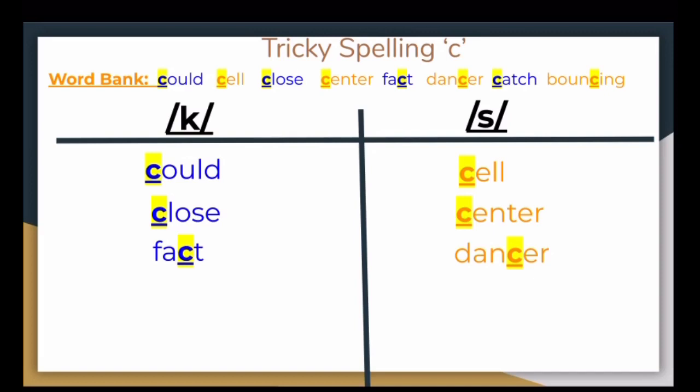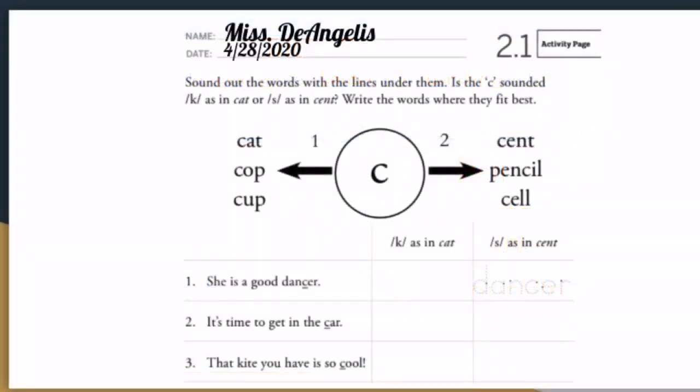Let's look at the word catch. If it makes the K sound, touch your nose. If it makes the S sound, touch your head. Ding, ding, ding. If you're touching your nose, you're correct. And last one. The word bouncing. If it makes the K sound, touch your nose. If it makes a S sound, touch your head. Ding, ding, ding. If you said the S sound and you're touching your head, you're correct.